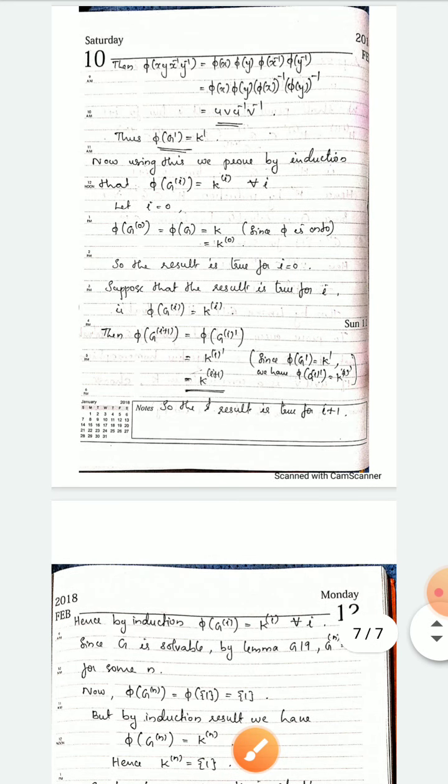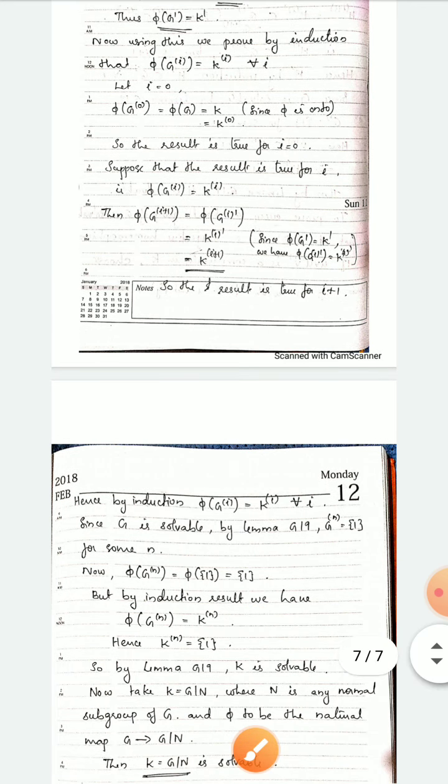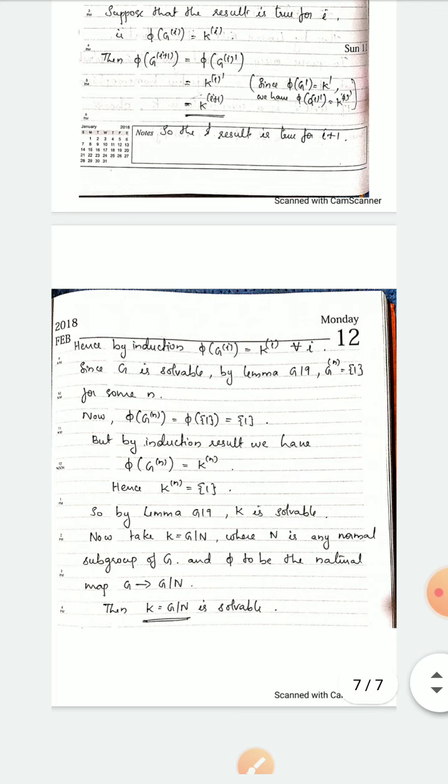So in order to prove the factor group is solvable, we are taking a surjective homomorphism phi from G to K. Then we have got K is solvable. Then we consider the natural map G to G by N. And this natural map, it is clear that it is a surjective homomorphism. Then we will get G by N is solvable.